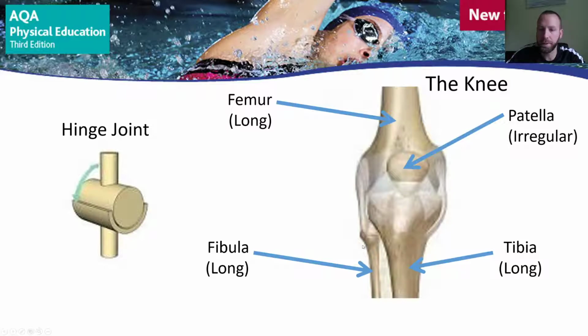It might have been the giveaway, or the patella might have been the giveaway for the joint there, and it's a hinge because you can only do two movements. See if you know what they are. Flexion and extension. Right, two movements at a hinge joint. Open, close, flex and extend.